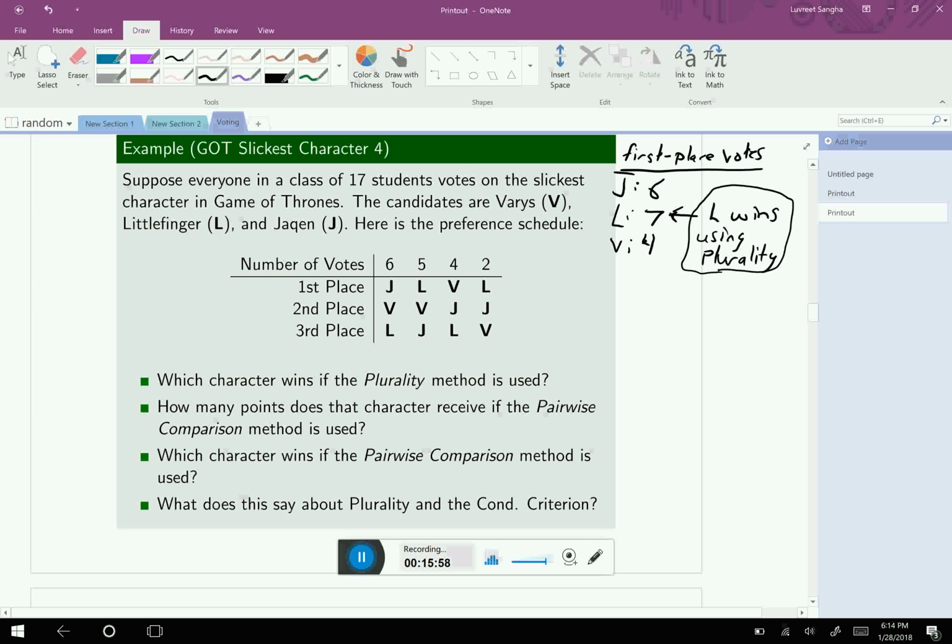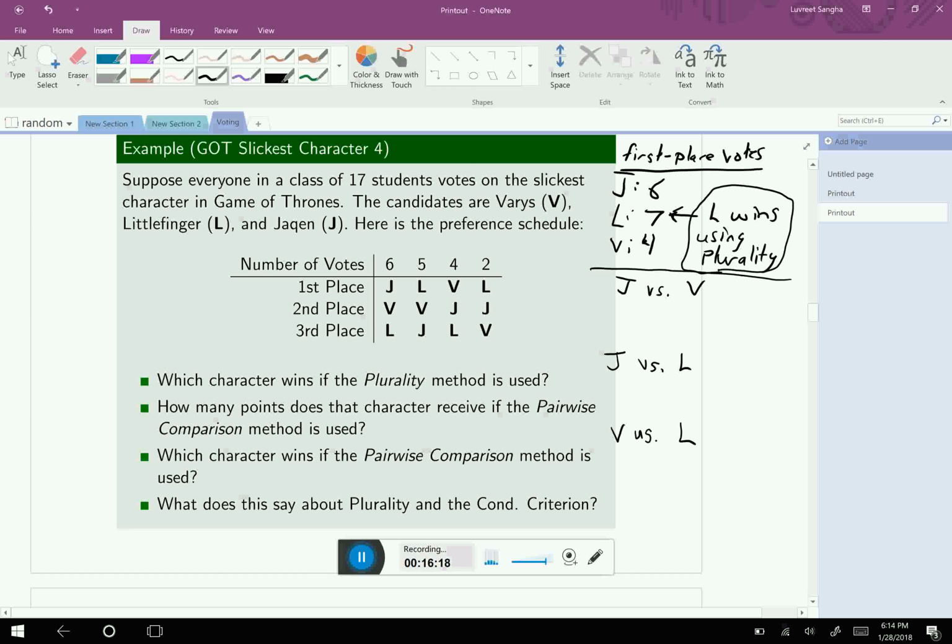So for the matchups, we have J versus V. We'll have J versus L. And then we'll have V versus L. So those are the 3 matchups.